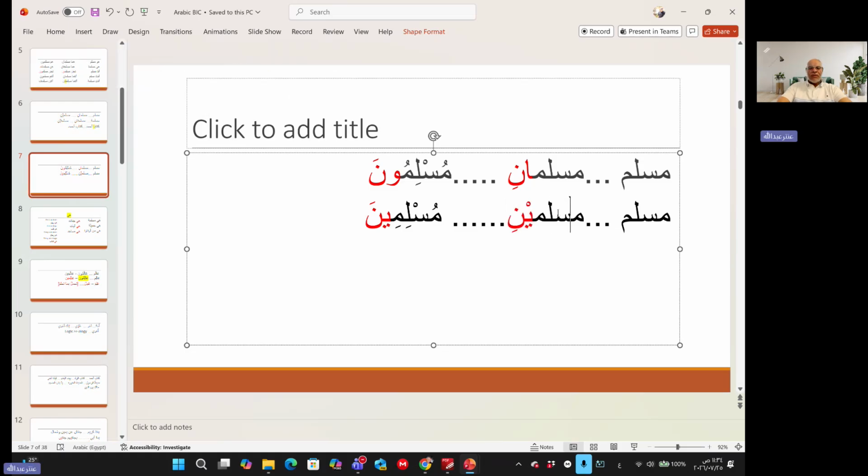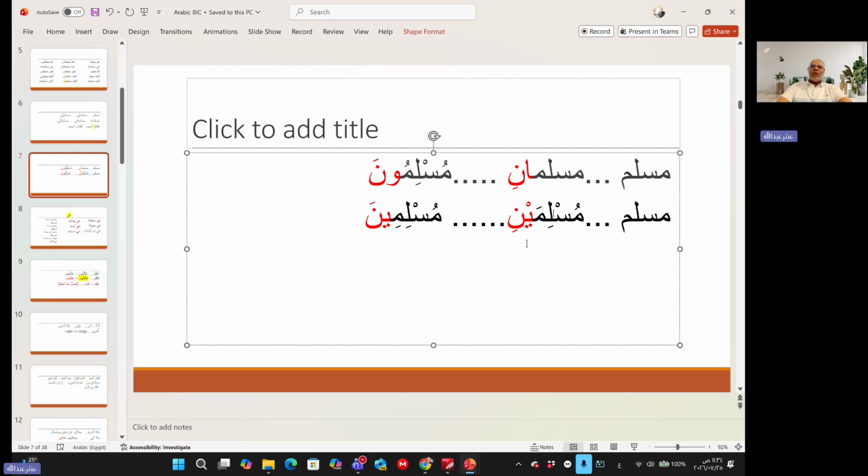So this word is pronounced muslimayni. This one is pronounced muslimina. So muslimayni is different from muslimina. The biggest difference is in the noon. This has a kasra. Here the noon has a fatha. This ya is fully pronounced as ya. This ya is like a long sound, E. Muslimin. While this is Muslimain. So this is another difference.